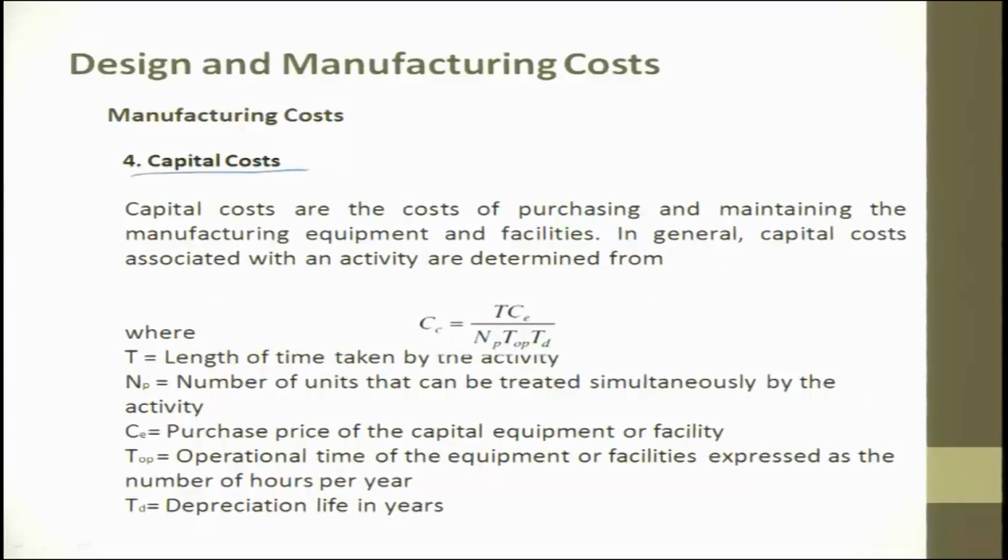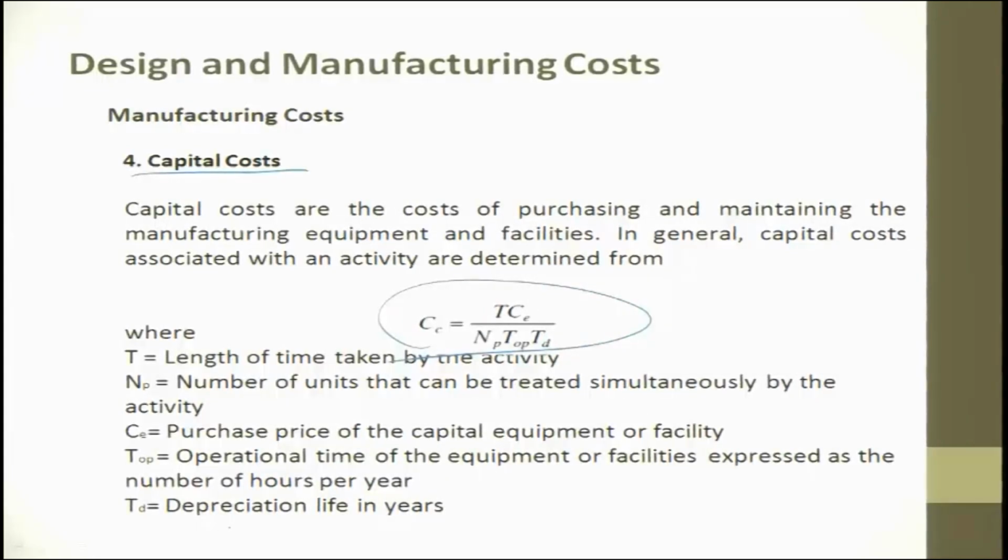What is the capital cost? Capital cost is a one time investment cost. It can be construction of a building, buying a huge capital intensive machine. So, capital costs are those costs for purchasing and maintaining the manufacturing equipment and facility. In general, capital cost can be associated with this. T is the length of the time wherein the activity is going to take. CE is the purchase price of a capital equipment or facility. NP is the number of units which is produced. TOP is the operational time of the equipment, and TD is the depreciation life in years.